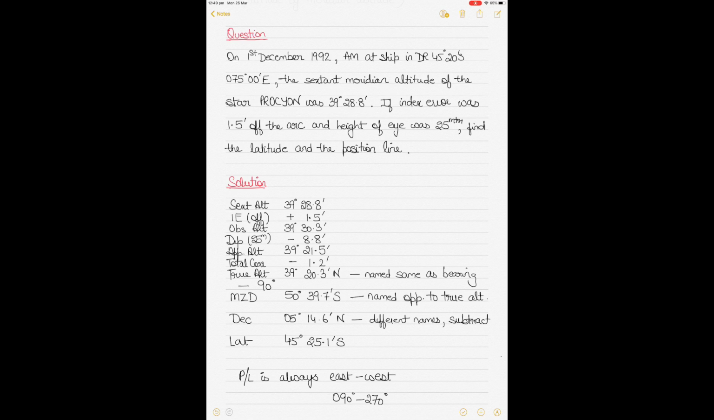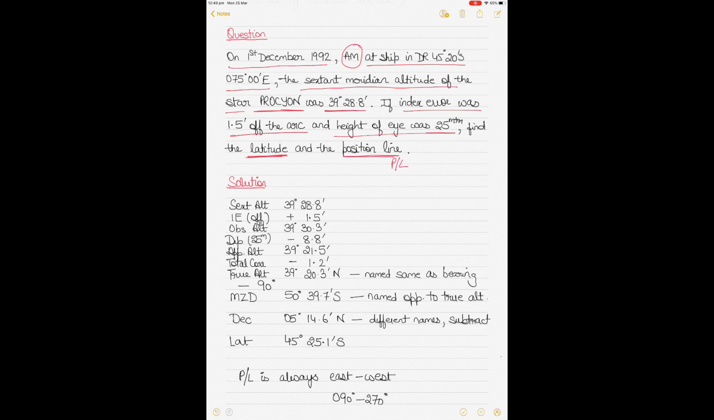The question says that it's 1st of December 1992. It's AM, and that means it's morning, at ship in DR position, or dead reckoning position, 45 degrees 20 minutes south and 75 degrees east. And the sextant meridian altitude of the star Procyon, Procyon is the name of the star, was 39 degrees 28.8 minutes, and index error was 1.5 minutes off the arc. Height of eye was 25 meters, and what you have to do is find the latitude. This is called the observed latitude, and the position line, also known as PL.